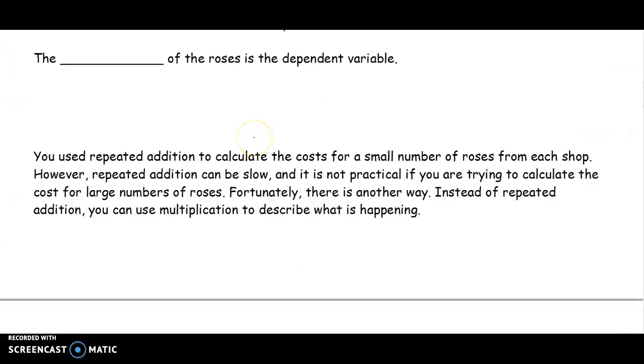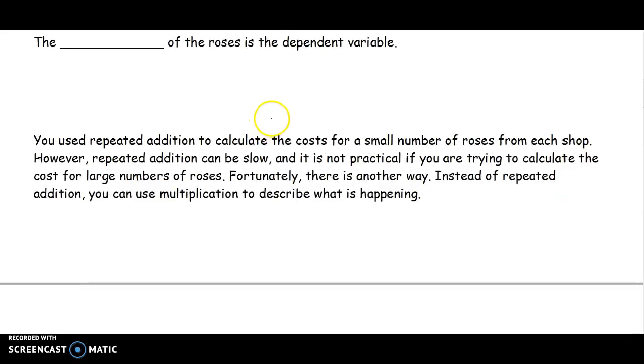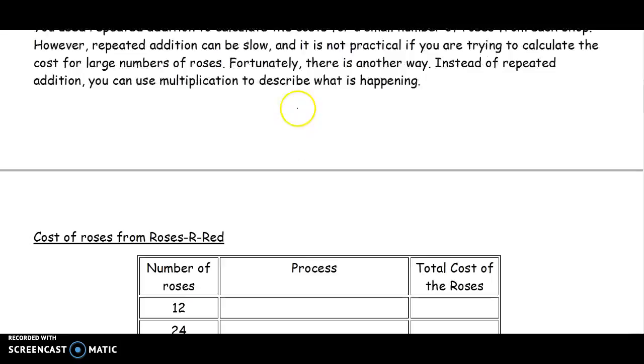It says you used repeated addition to calculate the cost for a small number of roses from each shop. However, repeated addition can be slow and not practical if you're trying to calculate costs for a large number of roses. Fortunately, there's another way. So instead of repeated addition, you can use multiplication.